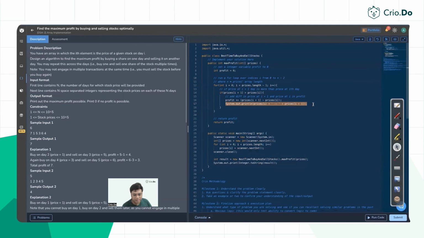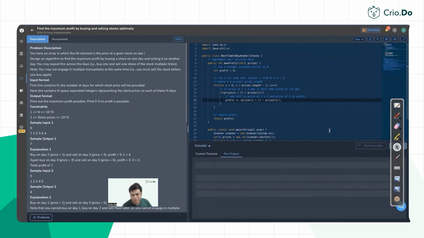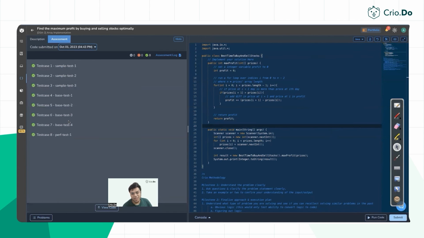Let's remove this print line, which we added for debugging, although there was no error in the code. If I run it now, it should give me accepted for the sample test case. Let's wait for it. And if I submit it, it will work for hopefully all the test cases. It is taking some time to run. And as you can see, all the test cases, corner cases are getting passed.